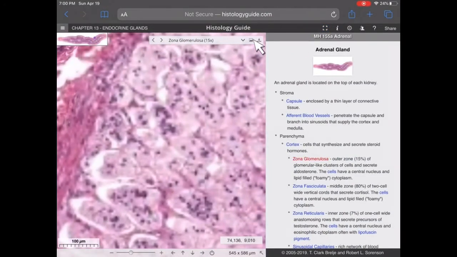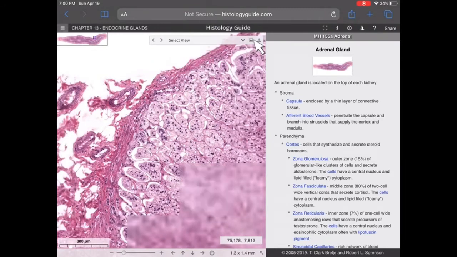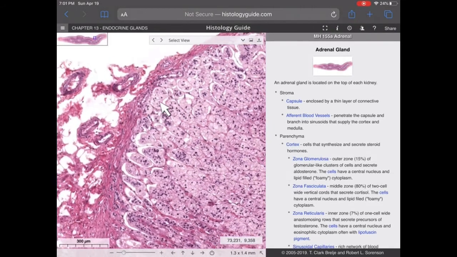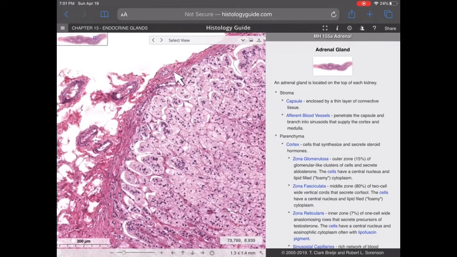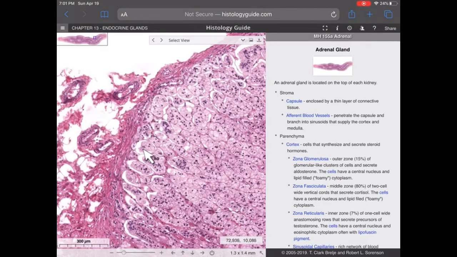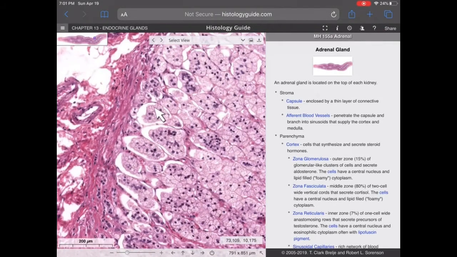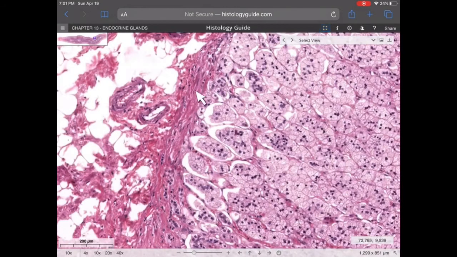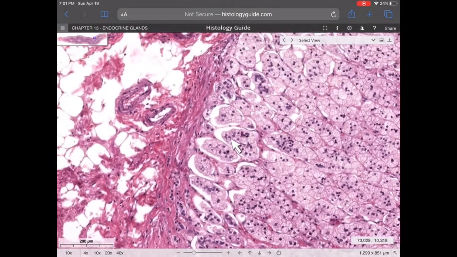Let me see where they look for zona glomerulosa. Yeah, that's pretty okay. Okay, so the very, very edge, you can see that here's the connective tissue capsule. So we've got a dense, irregular connective tissue covering the outside of the gland, and you can see that there are blood vessels embedded in that connective tissue. And then we've got these little clumps of cells towards the edge here. So it's the outer zone. It's only about, if you look at the sidebar, 15%. So it's pretty narrow. And the zona glomerulosa produces mineralocorticoids like aldosterone.